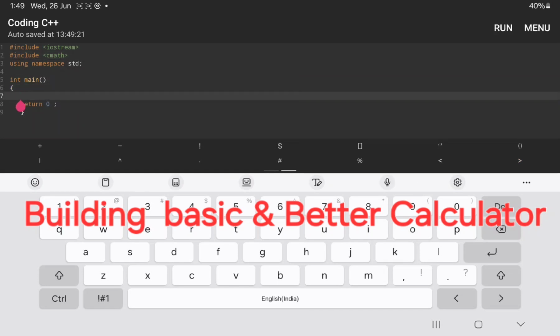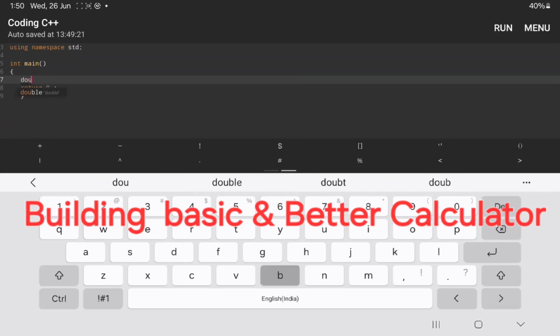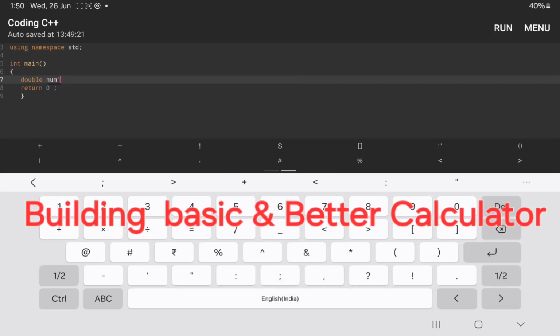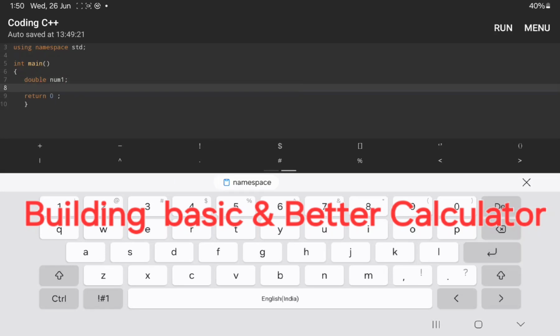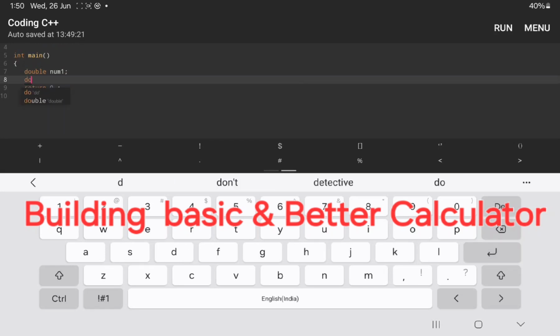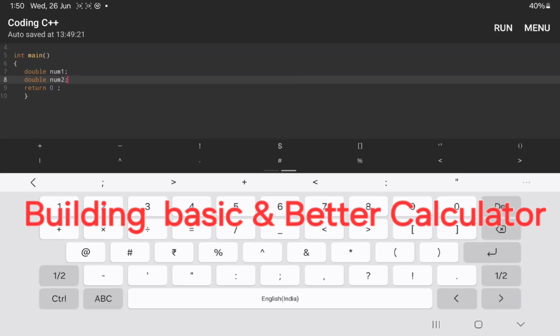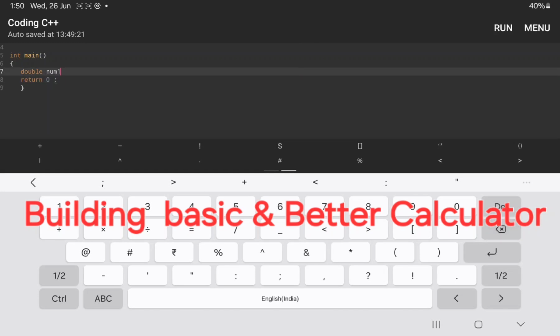Here I'm going to write two variables, double num1. The reason why I am using doubles is because it takes both whole numbers and decimal numbers. I can write double num1 and double num2 at the same time. I just write comma num2.